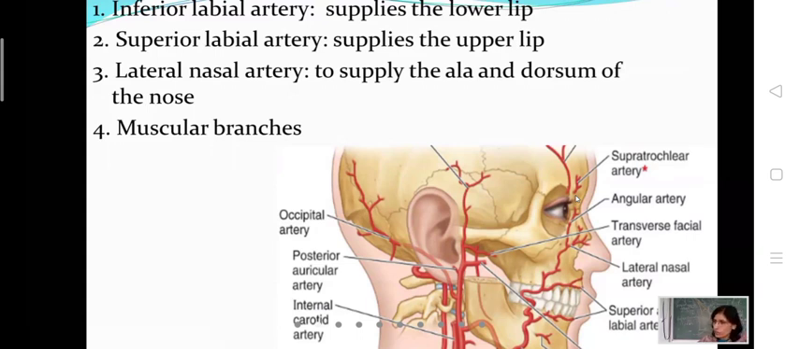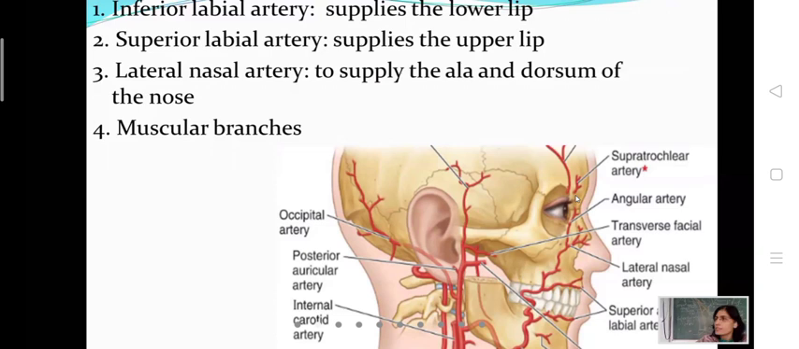External carotid artery की facial artery branch हो गई, internal carotid artery की dorsal nasal branch of ophthalmic artery हो गई, and there is an anastomosis between the two. So facial artery is a site of various anastomosis.